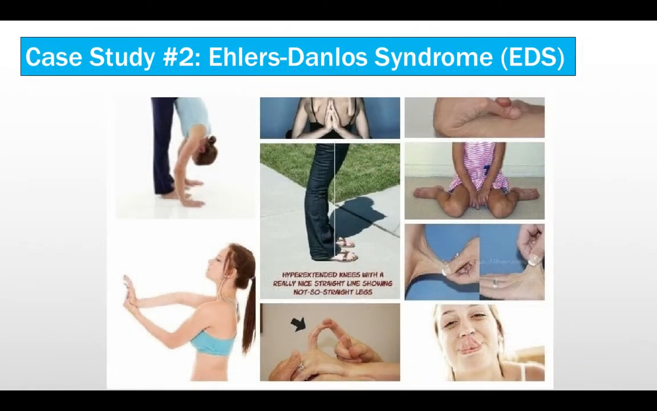Your case study for this unit covers connective tissues. It's called Ehlers-Danlos syndrome. And part of your case study will ask you to assess your own flexibility to determine if you have EDS, or at least some of the markers of EDS. And we'll learn which tissue type is affected and what are the causes of this condition.